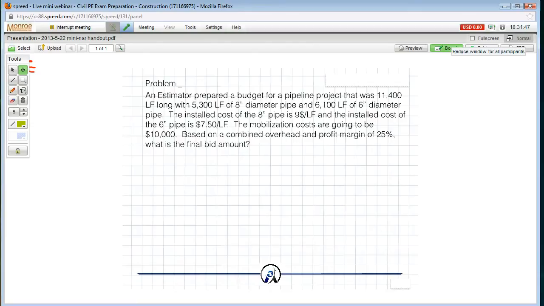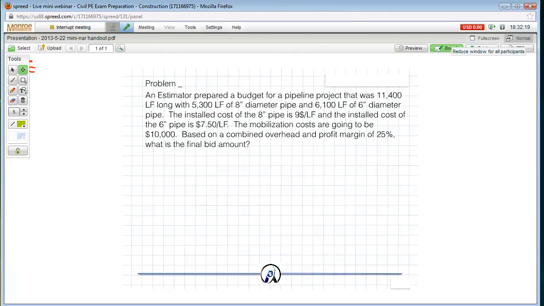Okay, so we just have a combination of a couple things. The first thing is an estimation, tallying up our linear feet. Somebody's already done that work for us, so there's not a quantity takeoff that needs to be done. And then we just multiply the unit cost by the actual unit. So nothing real difficult here. We have 8-inch pipe, 6-inch pipe, and then we have a mobilization cost that we'll add in, and then we have to incorporate the profit and overhead margin that they've given us of 25%.